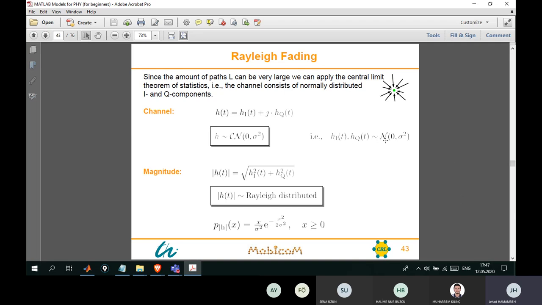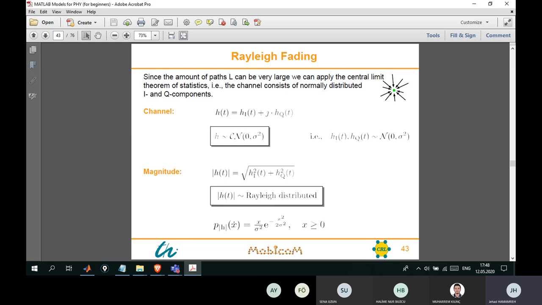Now, where is the point? When you have the in-phase and the quadrature components drawn from a normal Gaussian distribution with zero mean and variance sigma square, and you want to find the distribution of the amplitude of h of t, you take the square root of h I squared plus h Q squared of t. If you draw the distribution of these values using MATLAB, you will find that it fits a Rayleigh distribution. Rayleigh is a different type of distribution that's close to the normal Gaussian distribution, but it's not symmetric like Gaussian. It has some skew in some parts.